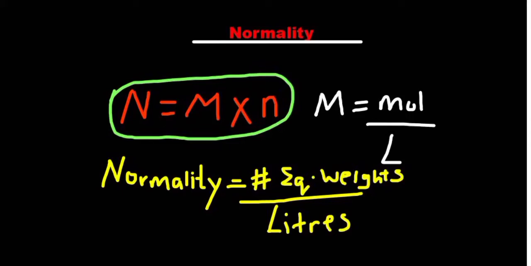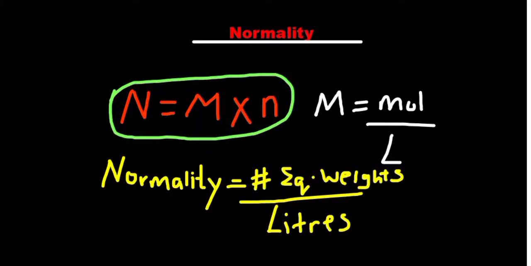In this video we're going to talk about normality. Normality is actually the number of equivalent weights dissolved in a liter of a solution. Normality is one way of expressing concentration in chemistry. So in this video we're going to learn about determining normality when you're given a molarity of a concentration.